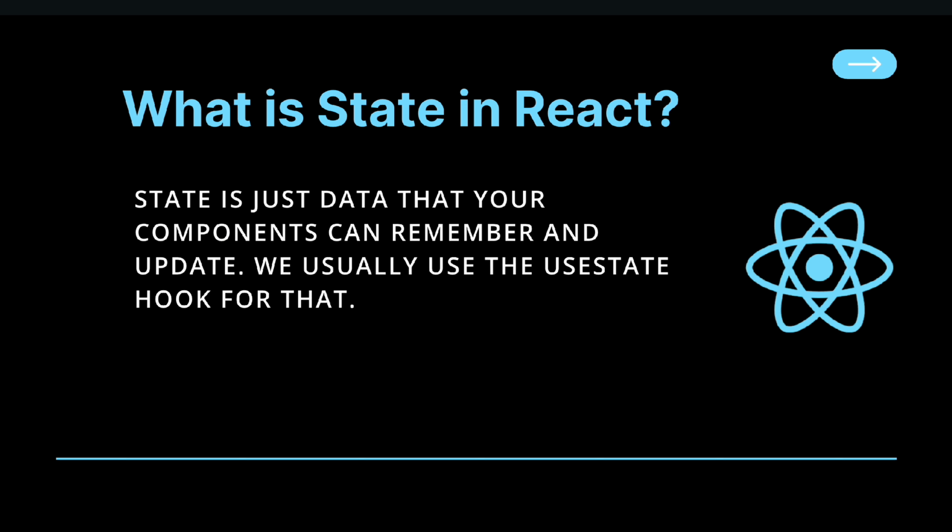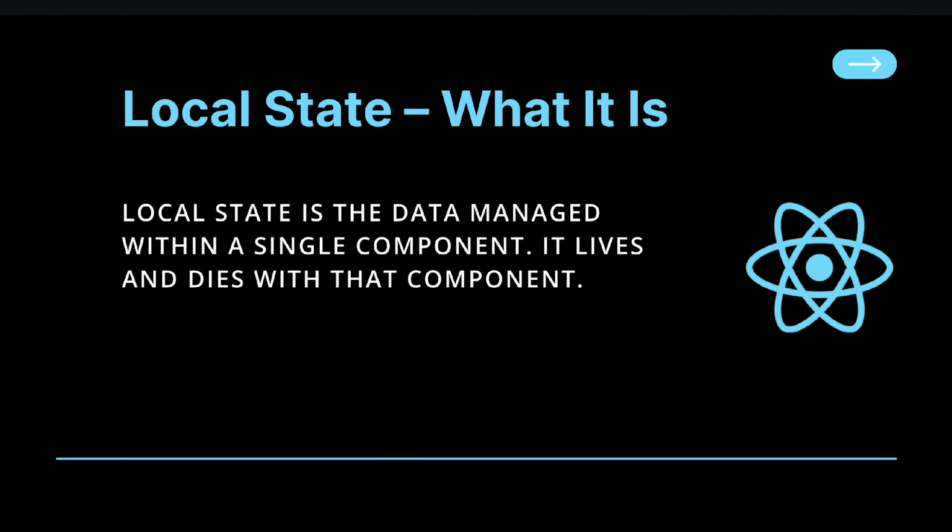So when we talk about state, we talk about two different types of state. We have the local state and we have the global state. What do we mean by local state? Local state is the data managed within a single component. It lives and dies within that component. When we were creating a login page, we created a state to manage our input data. That state was created, managed, and it all died in that component. It was never passed to a different component.